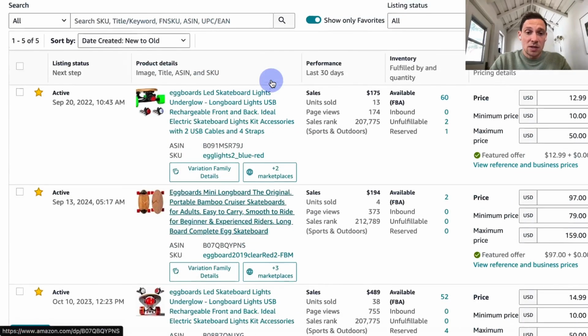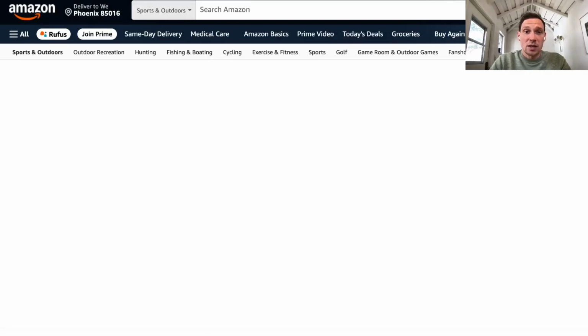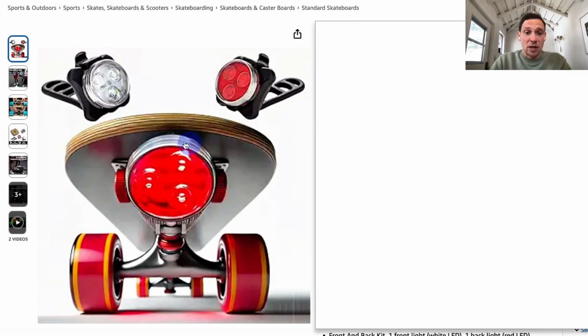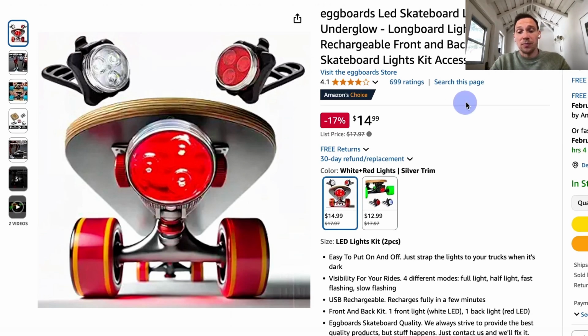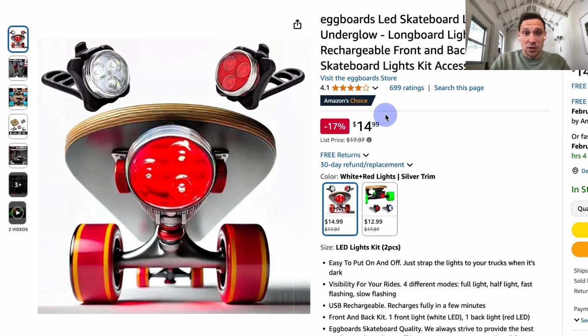The other one is an accessory, skateboard lights. There are lights that easily mount on any skateboard. And also for this one, I have a couple of variations. As you can see, there's a promotion going on, and we'll find out more during this video.